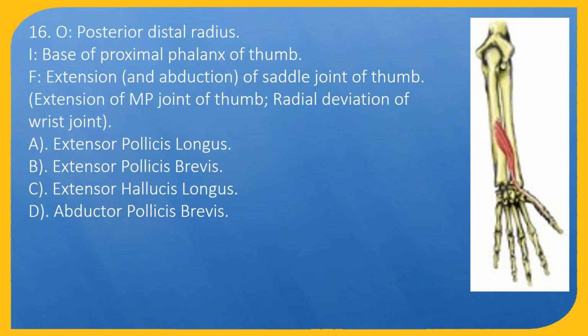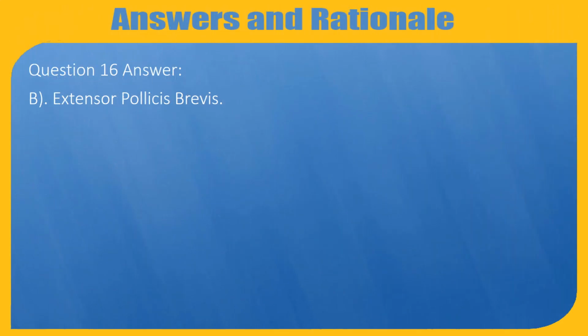Question 16. O: posterior distal radius. I: base of proximal phalanx of thumb. F: extension and abduction of saddle joint of thumb, extension of MP joint of thumb, radial deviation of wrist joint. A. Extensor Pollicis Longus. B. Extensor Pollicis Brevis. C. Extensor Hallucis Longus. D. Abductor Pollicis Brevis. Question 16 Answer, B.